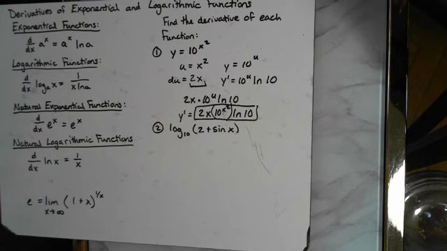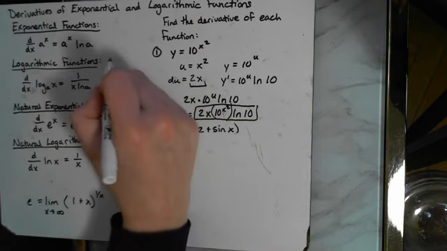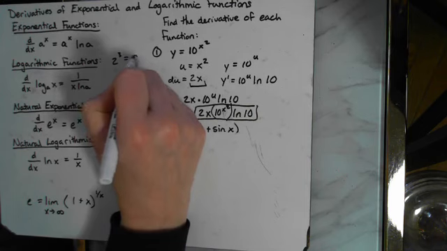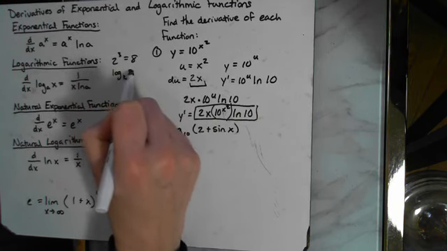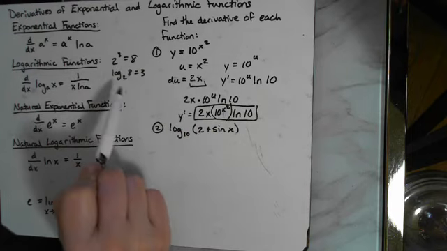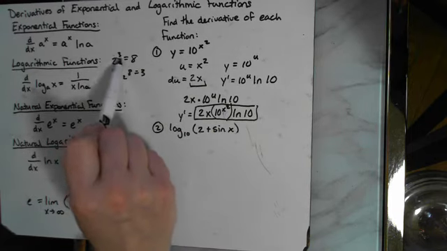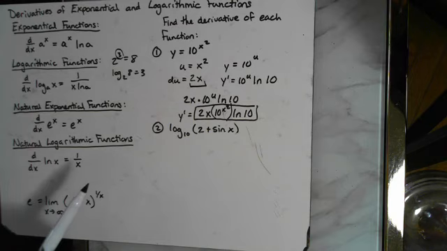Okay, so let's look at logarithmic functions next. A logarithm is the inverse of an exponential function. So if I have like 2 to the third equals 8, then I would write log base 2 of 8 equals 3. It kind of like undoes the exponential function. It tells you what the variable was that was up here.